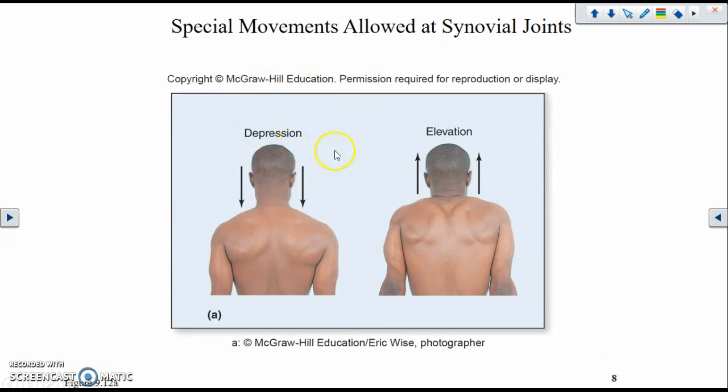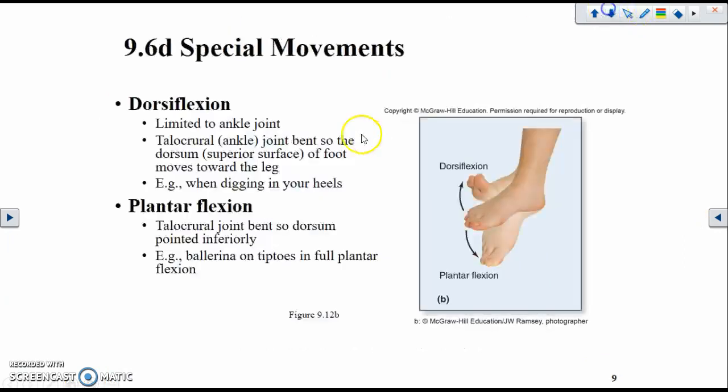Special movements, depression, elevation, self-explanatory. And then we have some special movements. So this is the only movement that's actually involved in this case in your ankle joint. There's two flexions, right? Dorsiflexion, and the reason why it's called dorsiflexion, folks, is because the top part of your foot is called the dorsum of the foot. That's why it's called dorsiflexion, towards the top part of your foot. If you point your toes forward, that's called plantar flexion, and the reason why it's called plantar flexion is the bottom part of your foot, the soles of your foot, is called the plantar surface. All right?